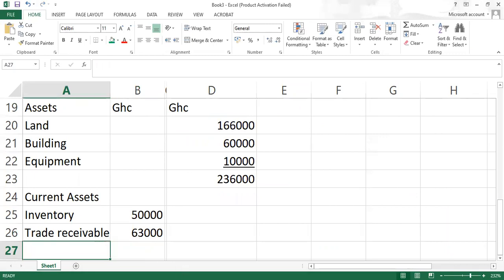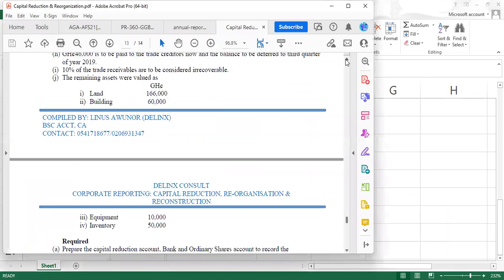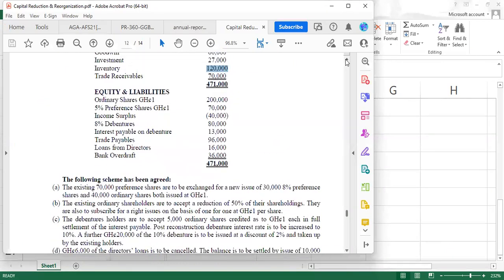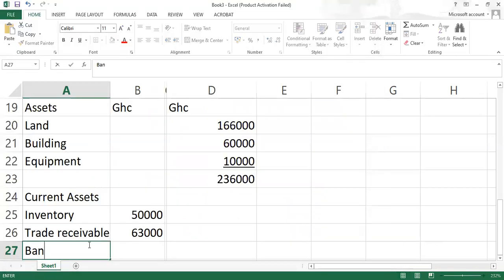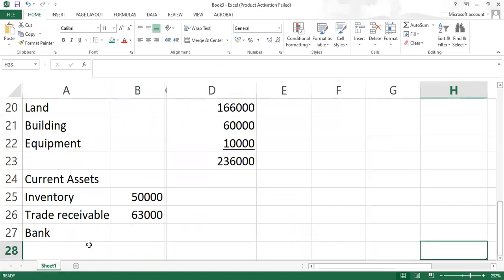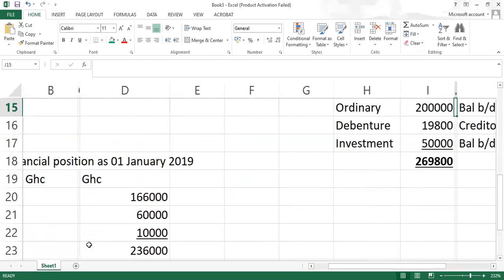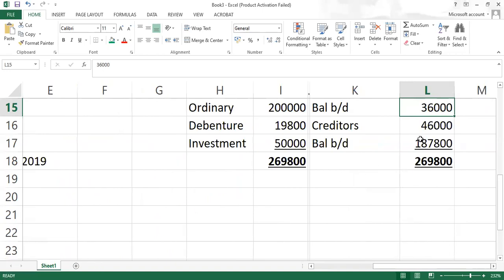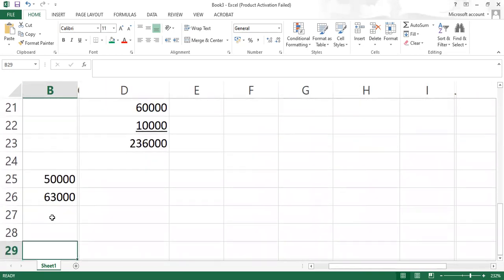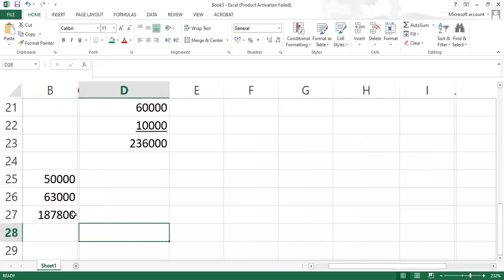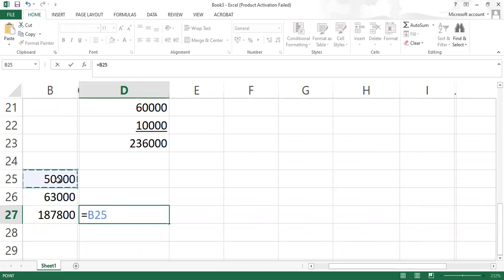So the next one is what? The next one should be cash or bank, isn't it? Yes, sir. The bank account now is positive, so we take it to assets. The bank account now is positive, which is 18,780. So this will now be our total current assets.